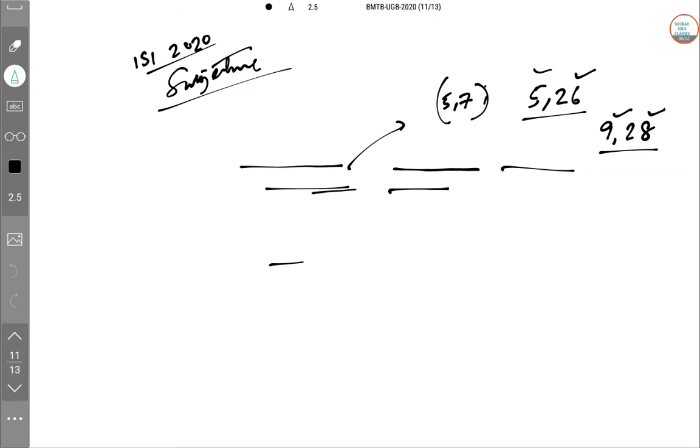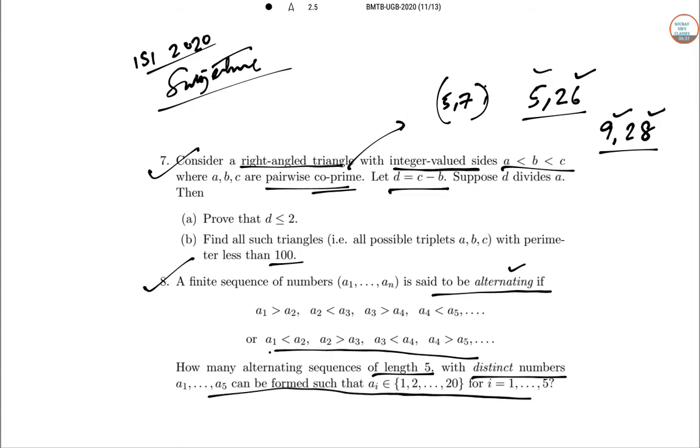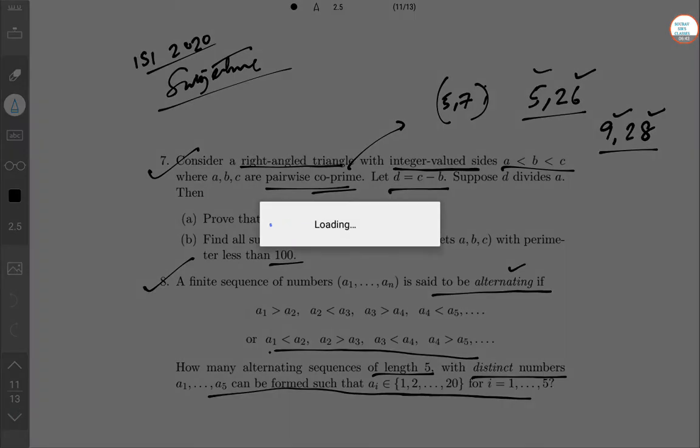Now we move to the last question. The question says that a finite sequence of numbers is said to be an alternating sequence if a1 greater than a2, a2 less than a3, a3 greater than a4, and so on, or exactly the opposite. So how many alternating sequences of length 5 with distinct numbers can be formed such that the given condition is valid? Okay, so let's see where we can go with this.